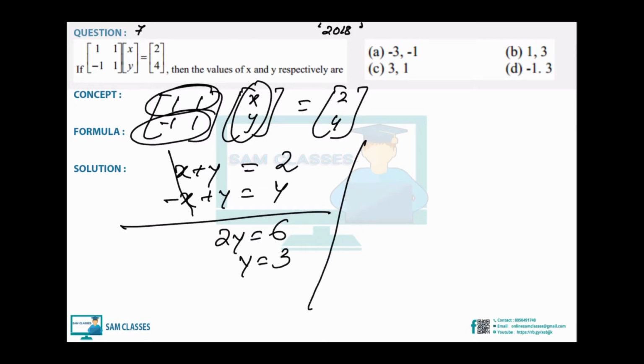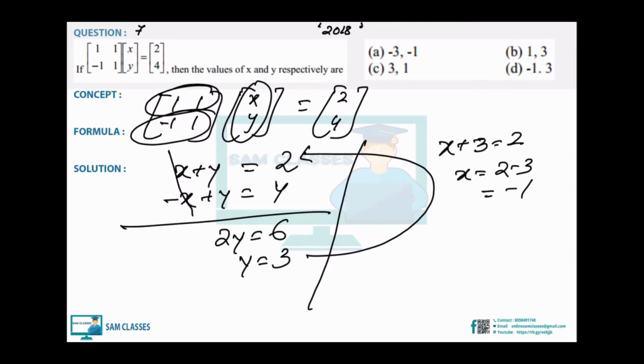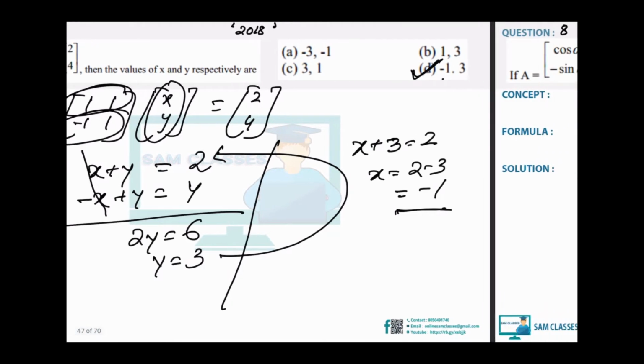Put this value of y in any of the equations. So what I will get, x plus 3 is equal to 2, and x equal to 2 minus 3, so minus 1. So what is your answer? Minus 1 comma 3. x is minus 1 and y is equal to 3, so this is your answer. Pretty simple, nothing much you have to do, students. Coming to the next question.